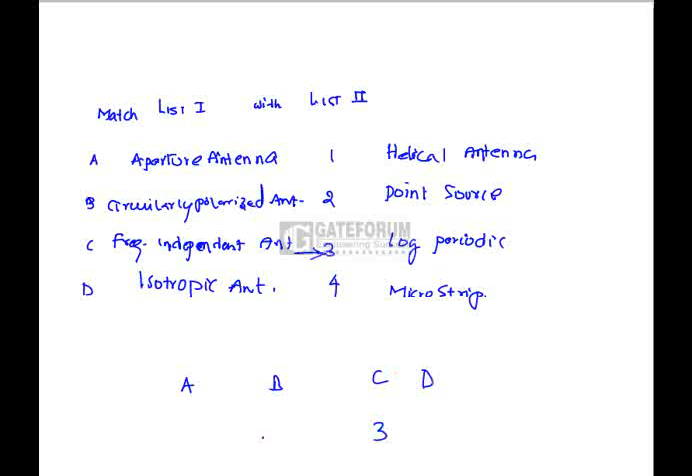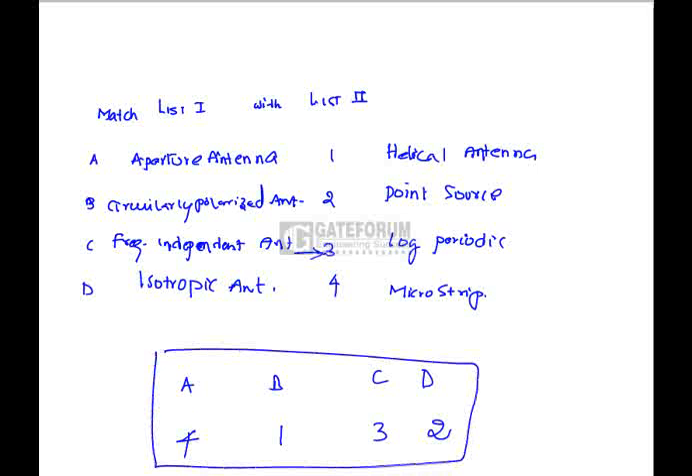Isotropic antenna is nothing but a point source, which is D is 2. And circularly polarized antenna is a helical antenna, hence B is 1. Aperture antenna is the microstrip antenna, hence option A is 4. So this is the correct combination of matching: A4, B1, C3, D2.